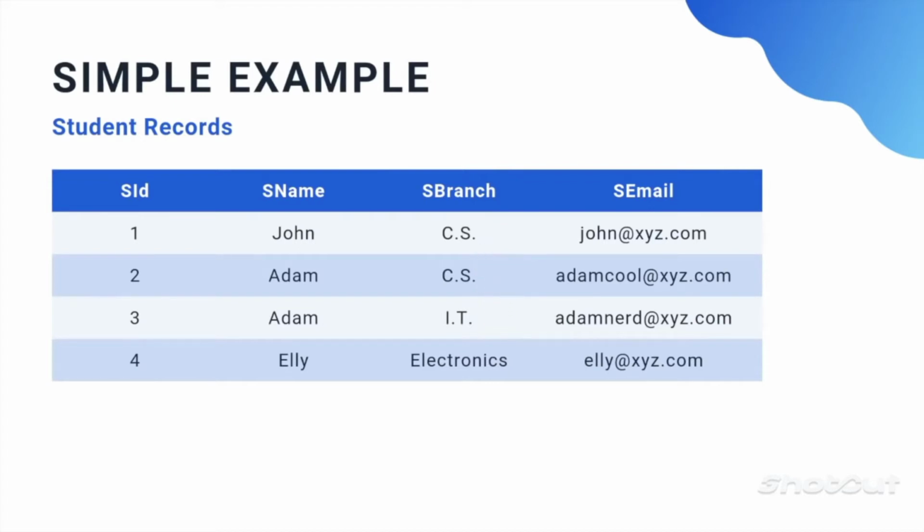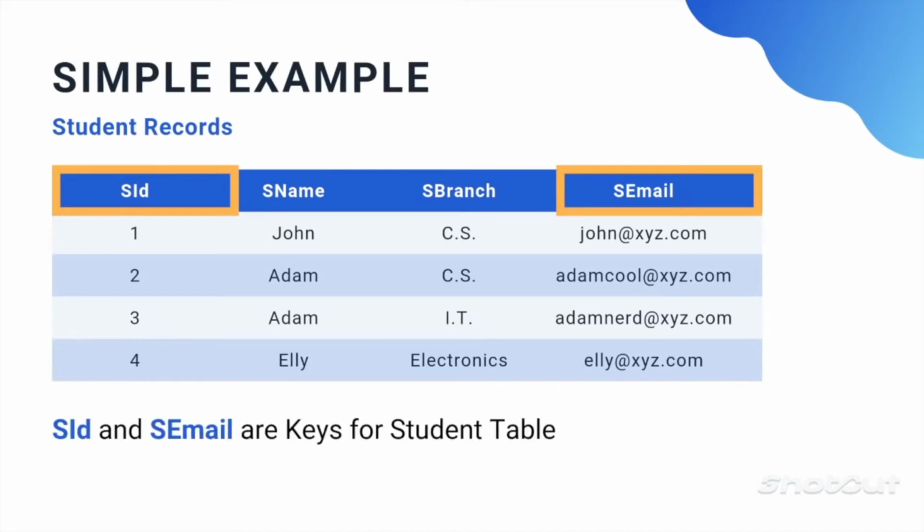students in that branch. But if you look closely, SID column has unique value for all the rows of data, and the SEmail column also has unique email addresses. Hence, these two columns can be used to identify records in the above table. So we can say that SID and SEmail are keys for this relation.